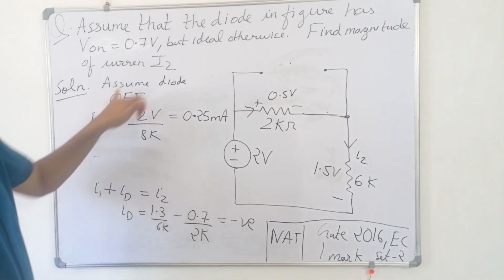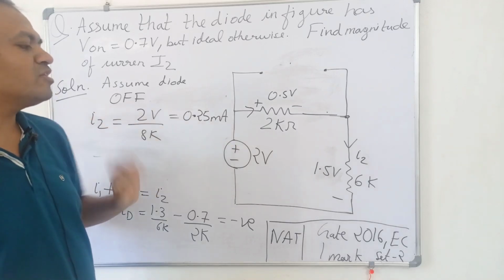We had to find the current I2, so I2 equal to 0.25 milliampere.